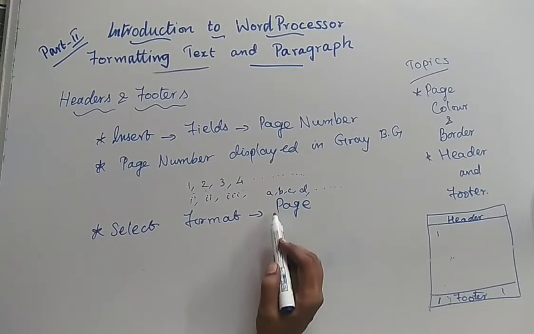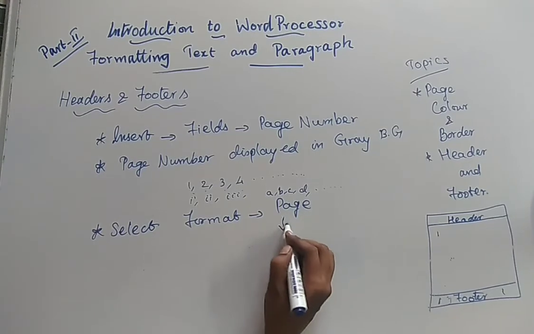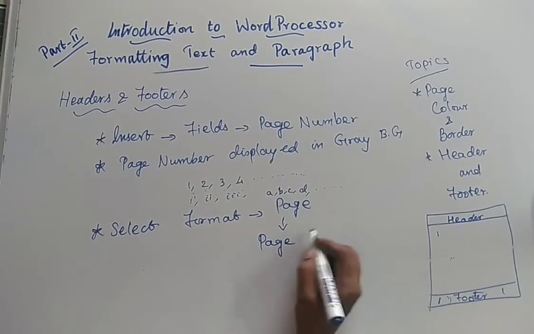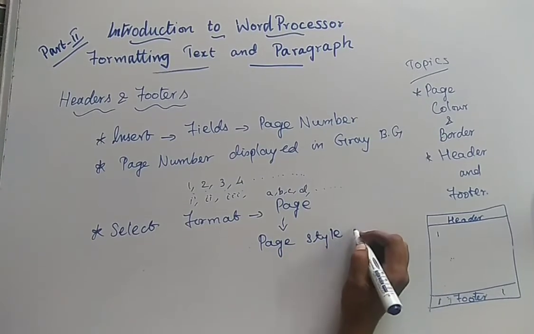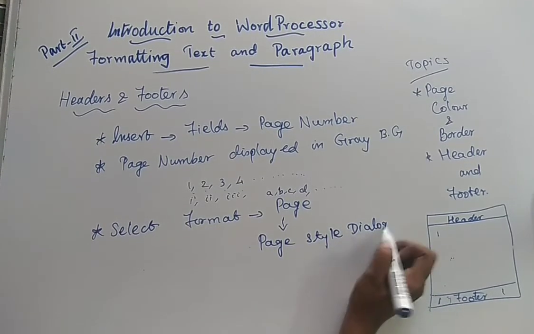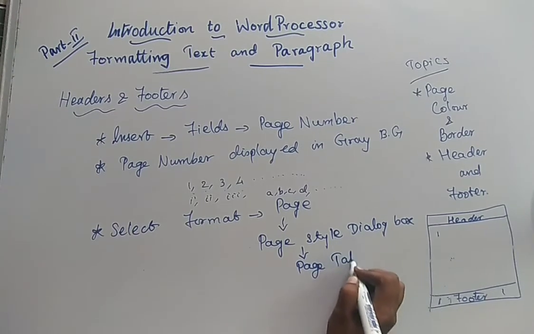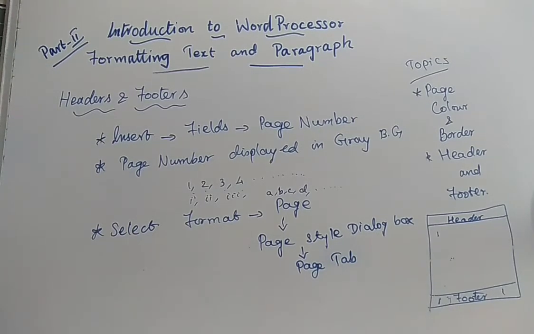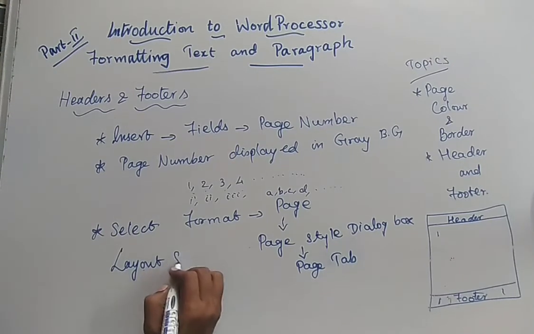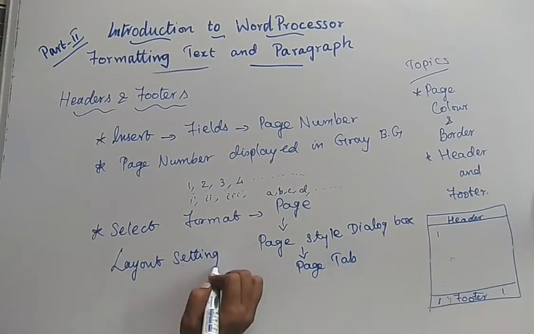You know that by clicking Page, what will be displayed for you? Yes, the Page Style dialog box will be displayed. In that, what do you have to select? Yes, you have to select the Page tab. After selecting the Page tab, below you will see many parts displayed. In that, you have to select Layout Settings.